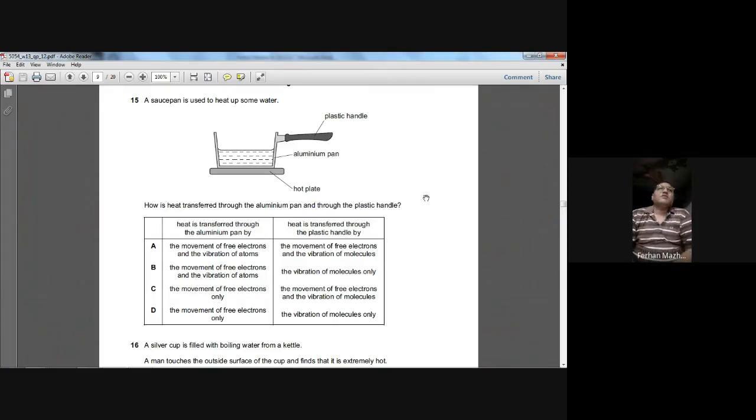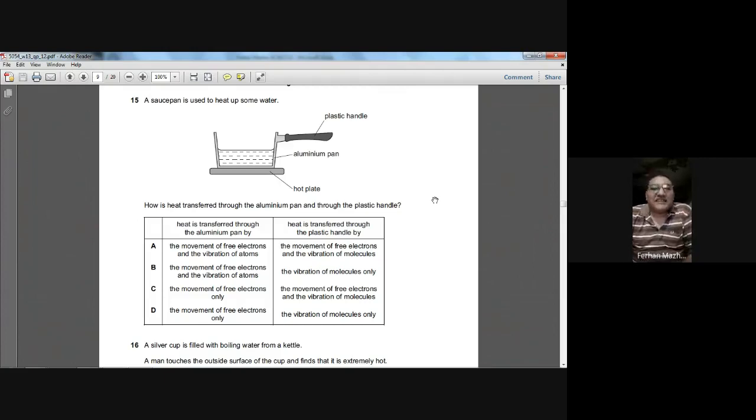You know, the aluminum is a metal. So through the aluminum, by conduction, the heat is transferred from one side of the aluminum to the other side. The conduction in the metal takes place by two methods: by the vibration of the atoms, and by the movement of its free electrons. Because it's a metal, it has free electrons.